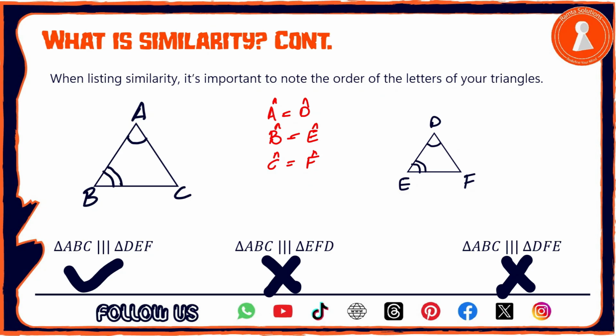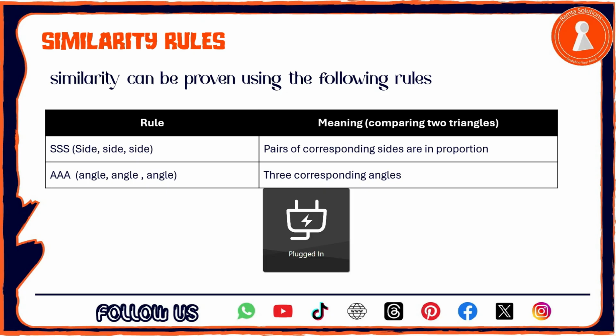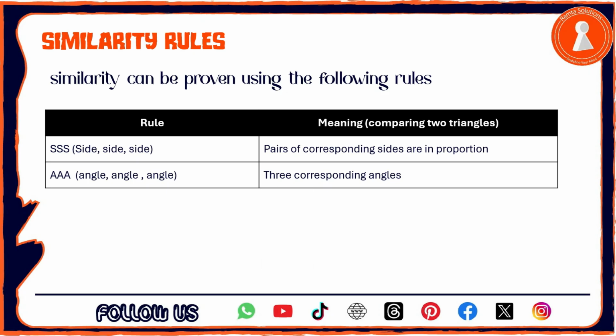Okay, perfect. Now, similarity has rules just like congruency, but with similarity, there are just two rules. They are triple S and triple A. Remember, triple S is side, side, side, meaning pairs of corresponding sides are in proportion. And triple A, angle, angle, angle, meaning three corresponding angles are equal. Now let's look at them individually.